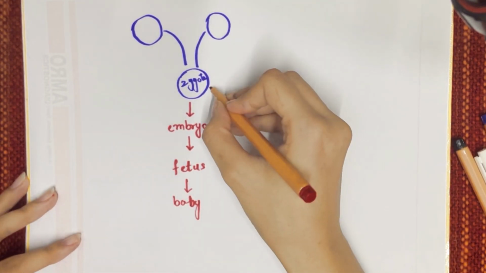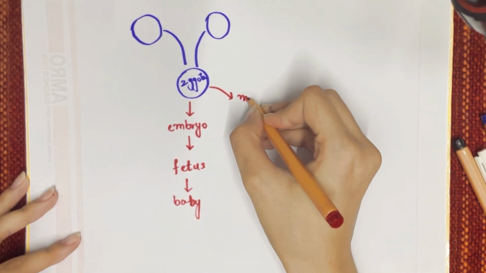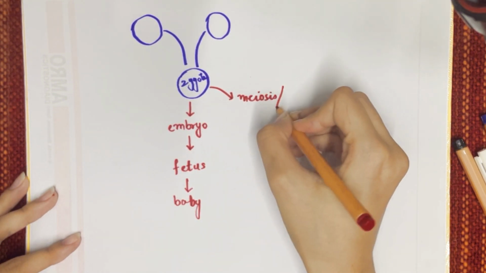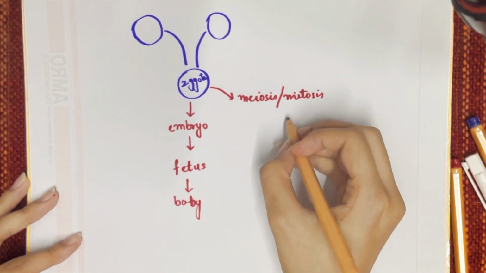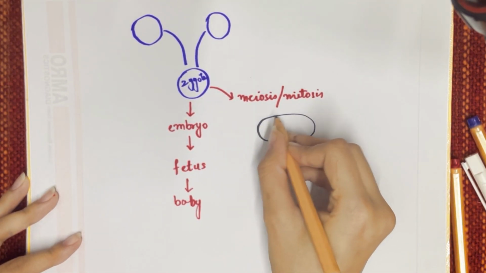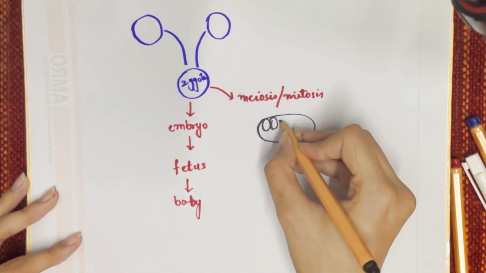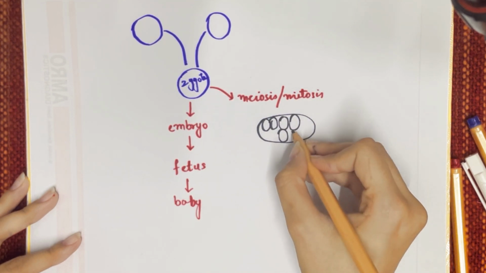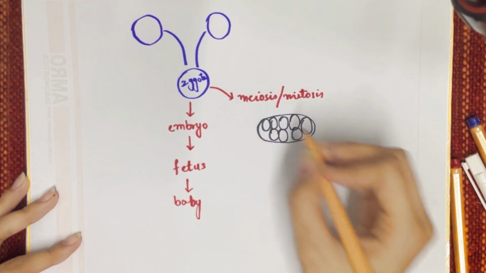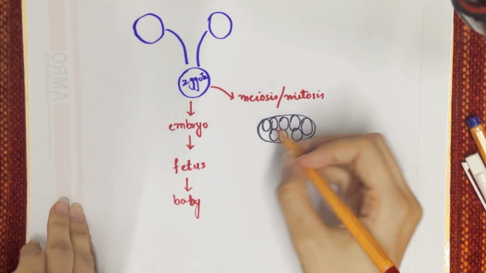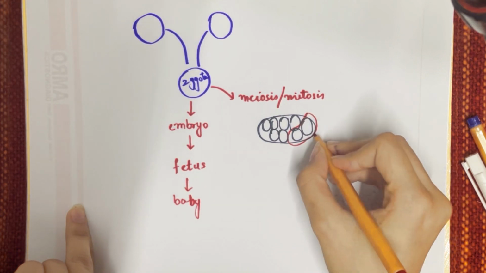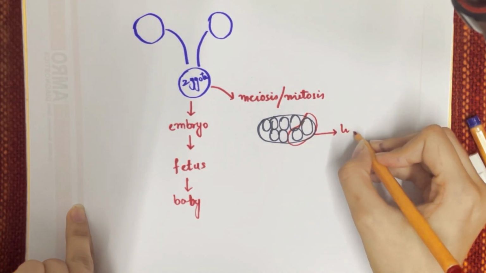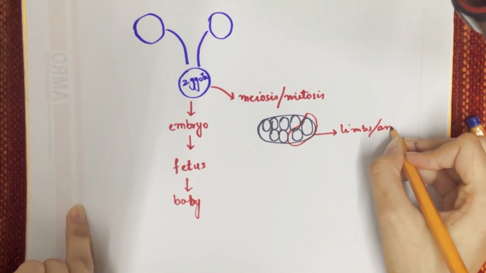I've already told you that when a zygote goes through meiosis, or rather mitosis, the cells are divided for different purposes. Now, what does the specialized term used in your syllabus mean? These are the divided cells. Let's say these two of the divided cells are responsible for making limbs, the arms and the legs.